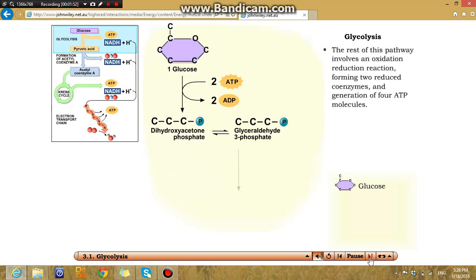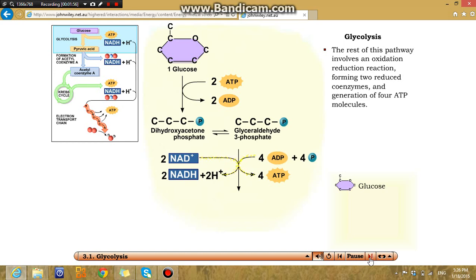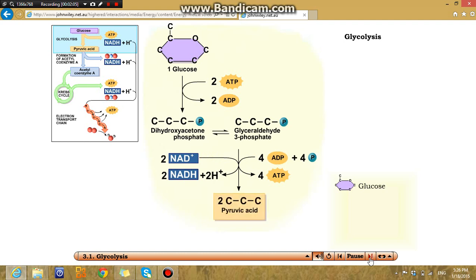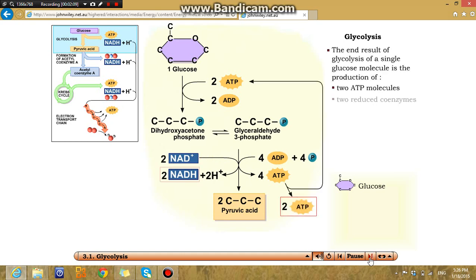The second part of glycolysis is the oxidation of the smaller phosphate molecules, thus producing reduced coenzymes and generation of ATP. As a result of glycolysis of a single glucose molecule, 2 ATP and 2 reduced coenzyme molecules are formed. Much more energy is still in the 2 pyruvic acid molecules that remain from the glucose molecule.